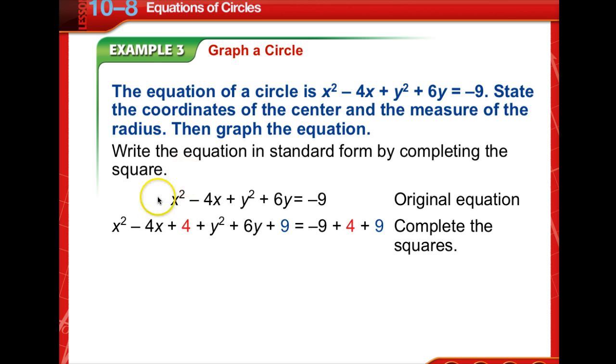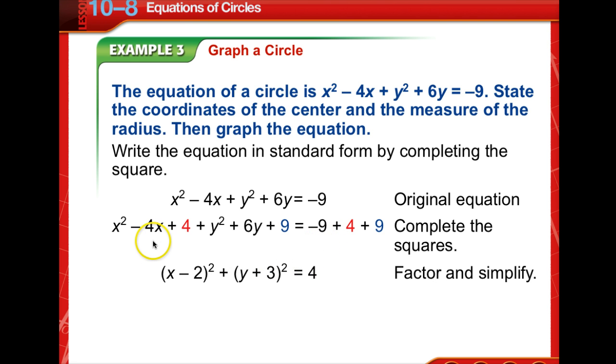So if we look at the x portion, we've got 4, half of 4 is 2, and 2 squared is 4, so I add 4 to both sides. Now let's complete the square here with the y. Half of 6 is 3, and 3 squared is 9, and we add 9 to both sides. Now let's simplify a little bit. We can factor x squared minus 4x plus 4 as (x minus 2) squared, and we can factor y squared plus 6y plus 9 as (y plus 3) squared, and negative 9 plus 4 plus 9 is 4.